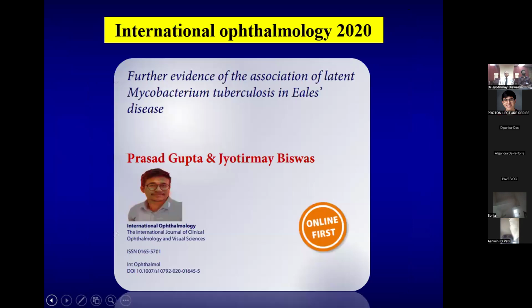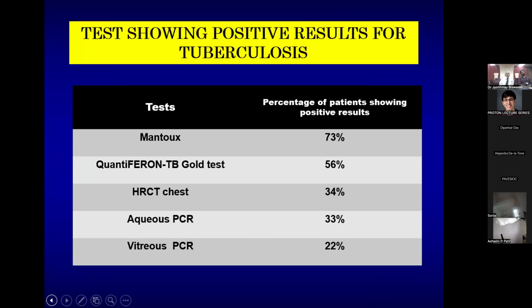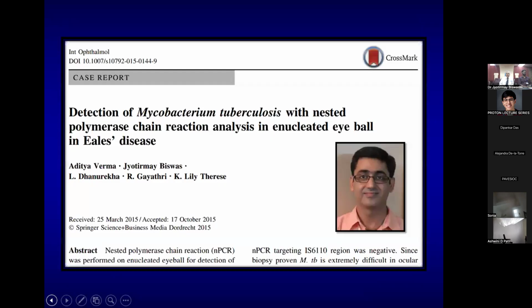We found further evidence of association of latent Mycobacterium tuberculosis in Eales disease. Dr. Prasad Gupta was a vitreoretinal fellow working with us who looked into Eales disease specimens and patients and found the Mantoux test was positive in 73% of cases, QuantiFERON TB Gold test in 56% of cases, HRCT test in 34% of cases, aqueous PCR in 33%, and vitreous PCR in 22% of cases.